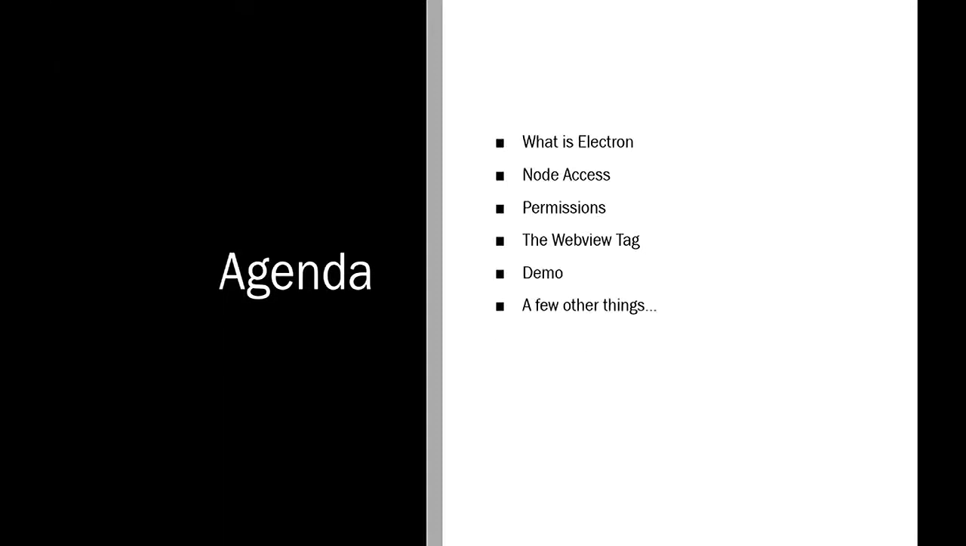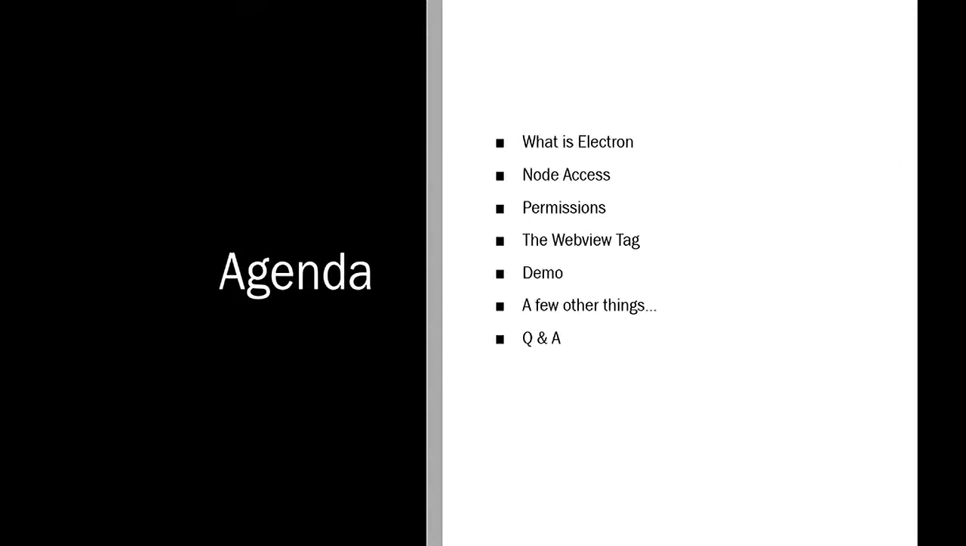So the agenda for the day is I'm going to start with what Electron is, a bit of an explanation there, and I'm going to touch on the three main things about Electron security, some main concerns. That's node access, permissions, and the web view tag. And after that, we're just going to have a look at a demo of these things. And we're also going to look at a few other things, because there's a lot of concerns. Obviously, I'm not going to be able to cover everything. And then if we have time, probably Q&A as well.